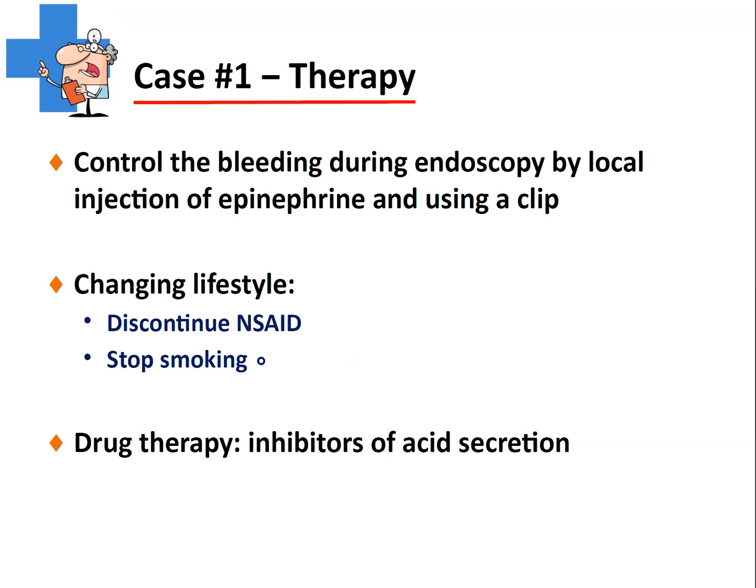So first of all, what can we do? First, control the bleeding, and that can be done during the endoscopic evaluation, usually by injecting this area with epinephrine or using a clip. And lifestyle change: the NSAID should be discontinued and the patient should stop smoking. And of course, there should be no alcohol. And inhibitors of acid secretion, so proton pump inhibitors, are used.